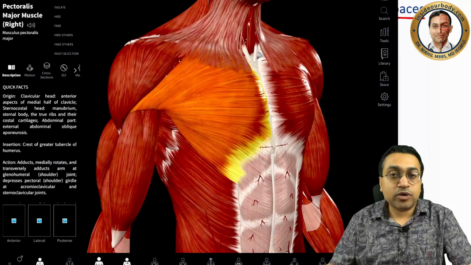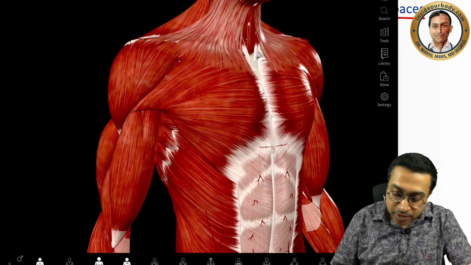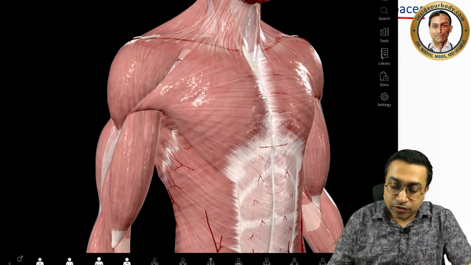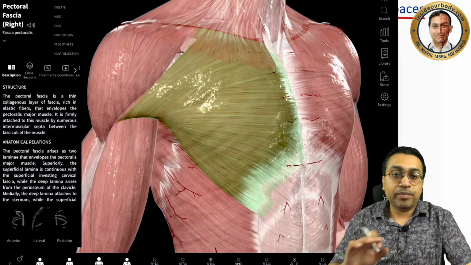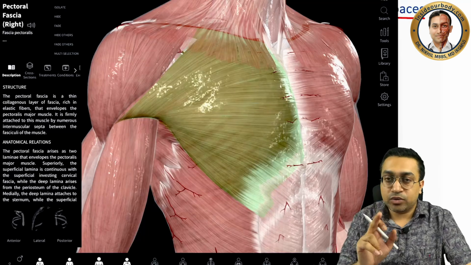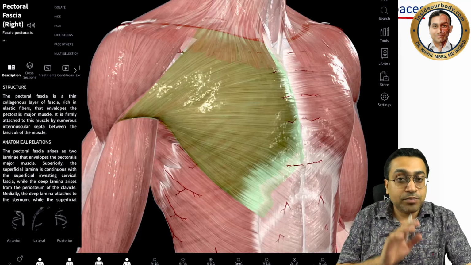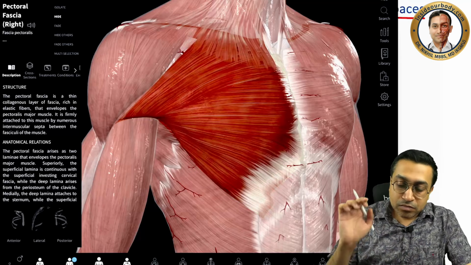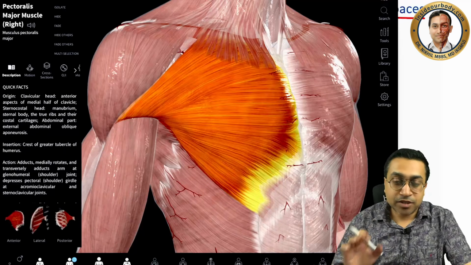So this is the pectoralis major muscle, which we are all aware of, right? Let me add the connective tissue. So if we just have a look in this area, you can see this is the pectoral fascia. This is not the clavipectoral. This is the pectoral fascia, which is above the pectoralis major muscle. I have now hidden it. Now you can see the pectoralis major muscle.